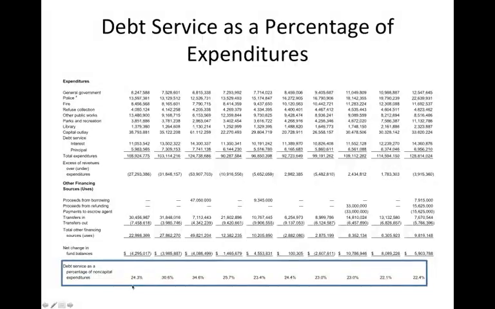And you can see this is a really high ratio. If I saw a government that had debt service as a percentage of non-capital expenditures this high, I'd be a little alarmed. And look at the fact that it was almost 35%. That is really, really high. I'd be very concerned about that.